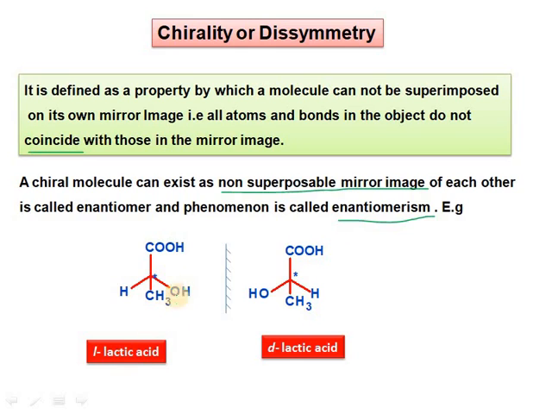See, this is lactic acid. This is L lactic acid, meaning levorotatory lactic acid. We can take the mirror image of this as D lactic acid, and this is L lactic acid. So this is dextrorotatory and this is levorotatory, and they are non-superimposable mirror images.